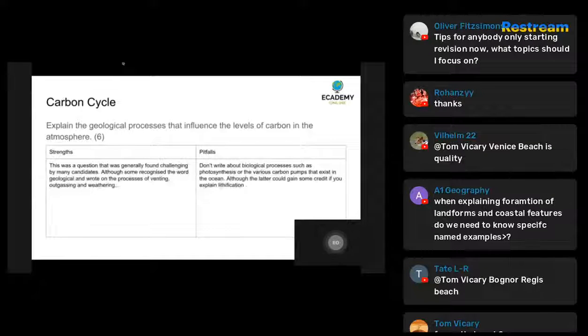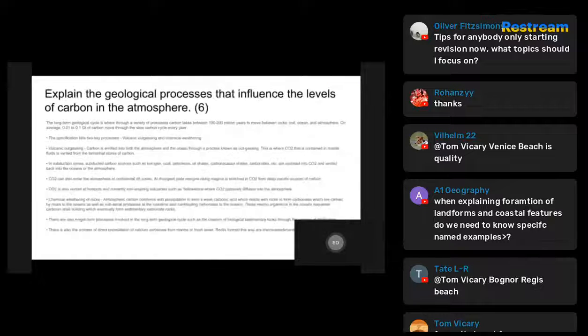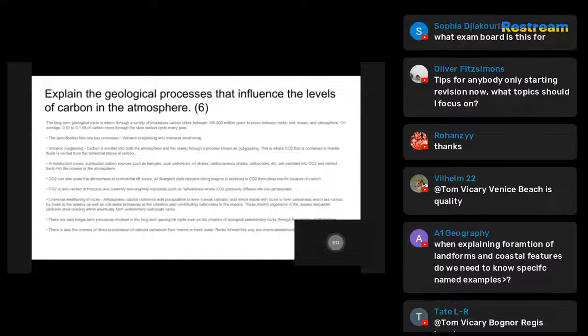Okay, so let's have a look at the mark scheme. Lots of different things here to be aware of. In the long-term geological cycle, carbon takes place in a variety of processes between 100 to 200 million years. So it takes time to move between rock, soil, ocean, and atmosphere. The specification lists two key processes, volcanic outgassing and chemical weathering. If in your answer you talked about either of these things, then you would be well on your way to getting 6 marks.